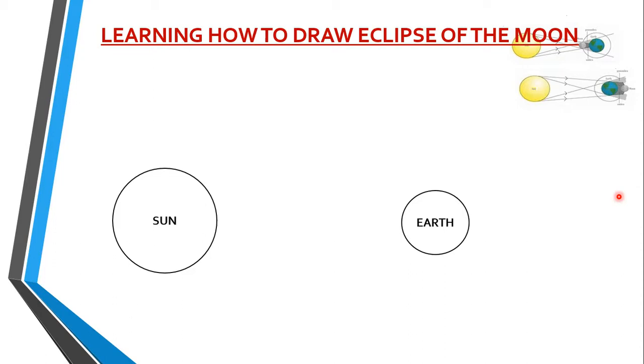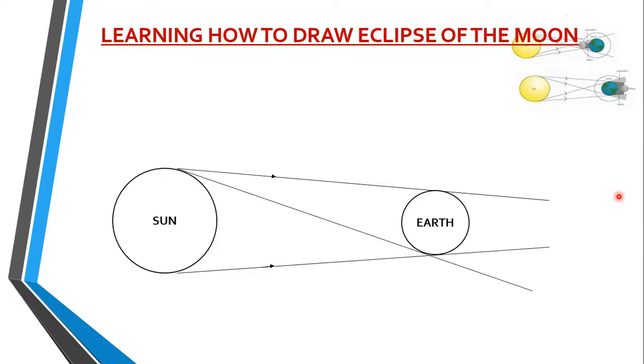Then you now start with the outer rays, well labeled, as you can see. Below, well labeled. And then the inner rays with the arrow. Very good. So having completed this part, we'll now insert our moon, which will be to the right of the Earth, as you can see, and should be labeled. So again, we have in no time completed the diagram for eclipse of the moon.